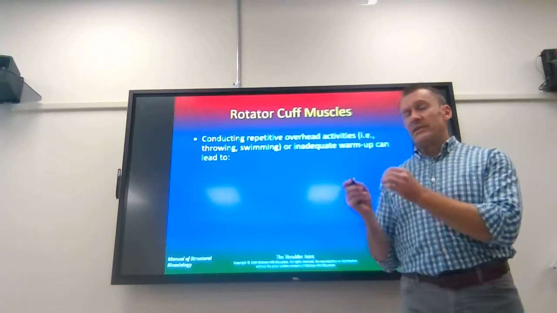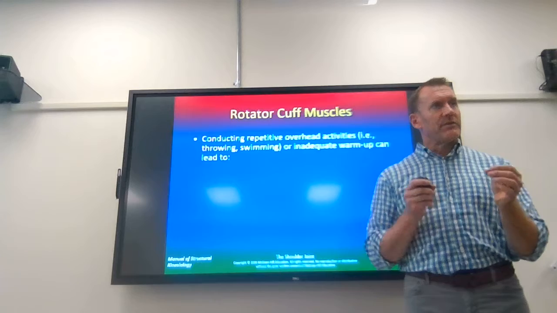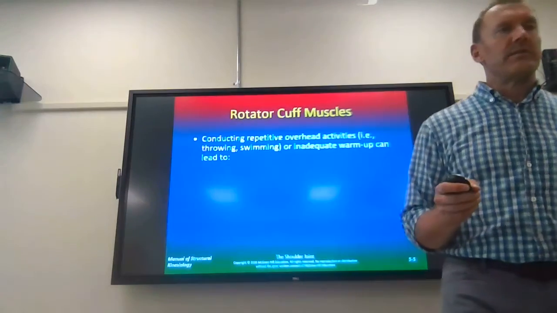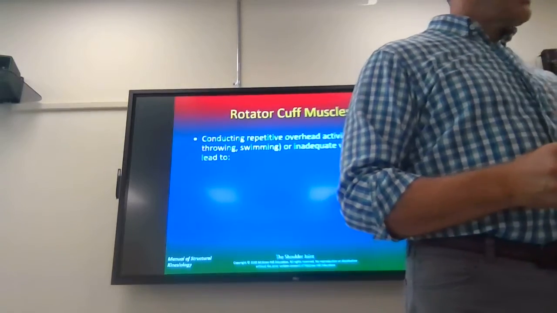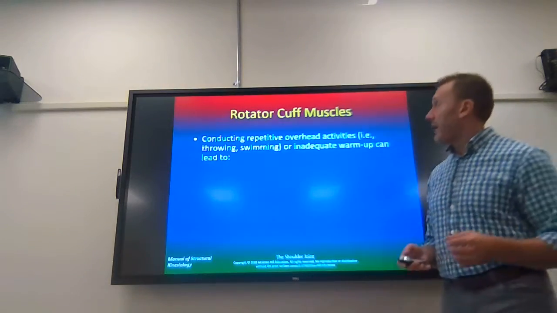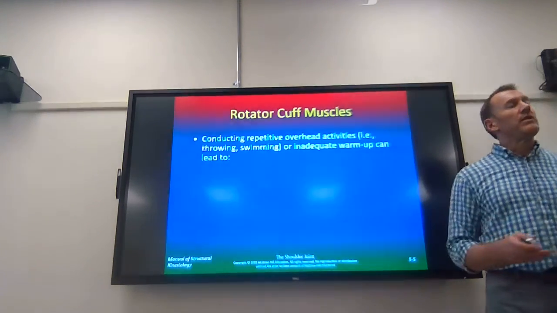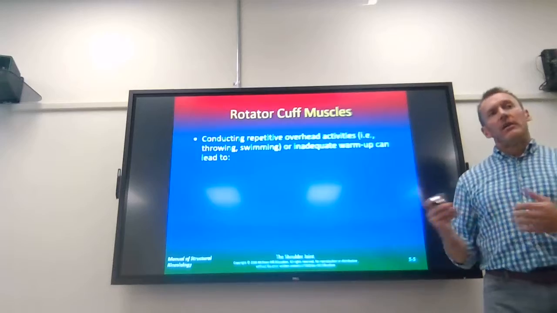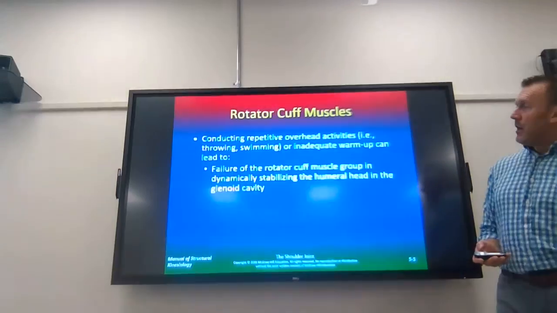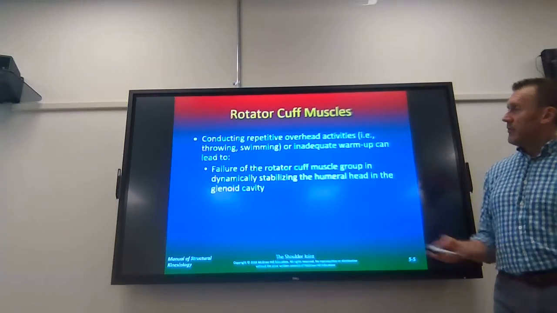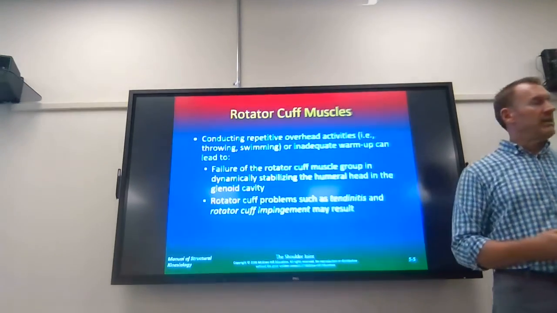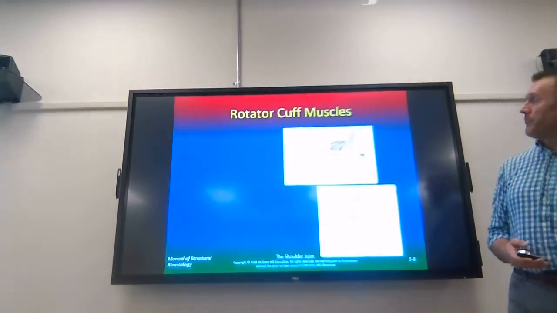So these two groups, the stabilizers and the accelerators, have to work together. So you can't have weak stabilizers and then really strong accelerators. That's not going to work. That's an injured shoulder waiting to happen. So we have to make sure that the stabilizers are strong and then worry about the accelerators. So failure of the rotator cuff to dynamically stabilize can result in rotator cuff impingement syndrome.